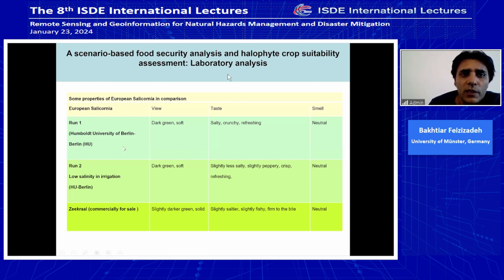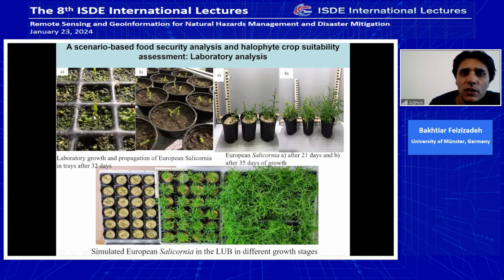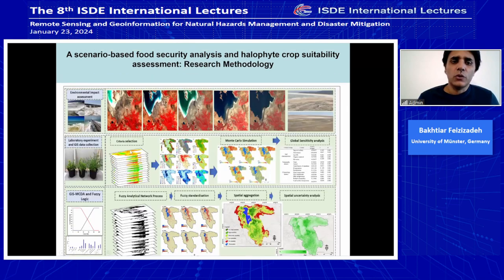So at Humboldt University of Berlin, we produced this plant under different salinity scenarios. Here you could see that they grew this plant in our laboratory over different timelines, so you could analyze whether it is possible to have this plant cultivated in the Urmia Lake basin area or not. That was the idea we were working on. So in our laboratory we used this crop under different scenarios, and then we used environmental and other respective criteria to analyze which areas in the Urmia Lake basin will be possible to use as a base for salicornia production.